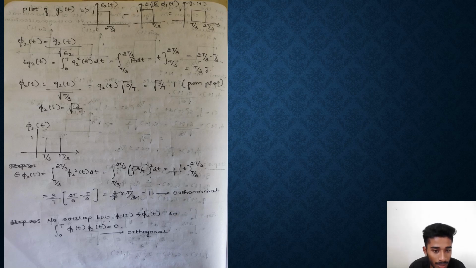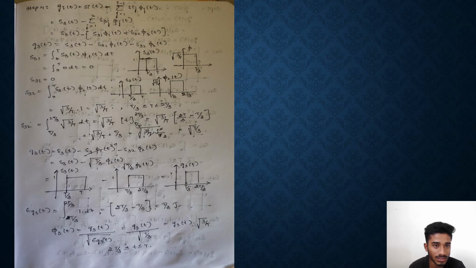And no overlap between psi1 of t and psi2 of t should be there. So integration 0 to T of psi1 of t into psi2 of t is equal to 0, which is orthogonal. If the value is 1, it is orthonormal. If the value is 0, it is orthogonal. Moving on to our next slide.